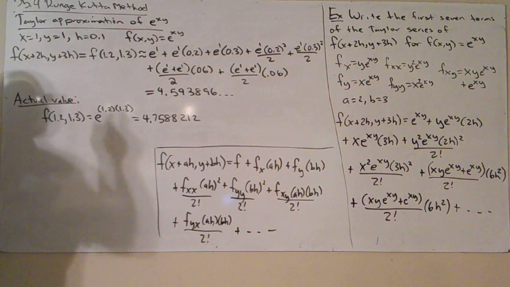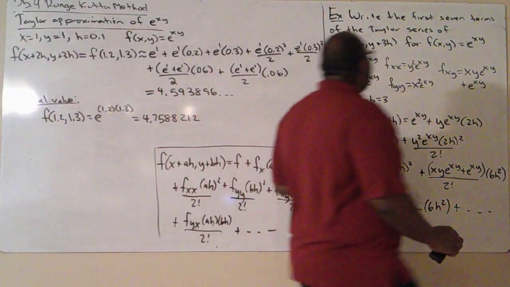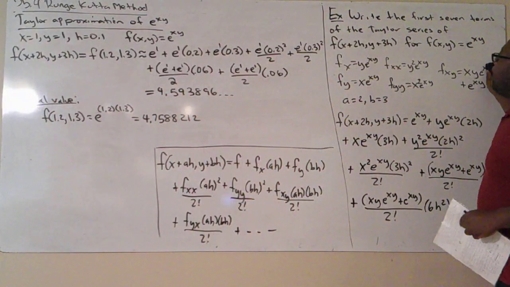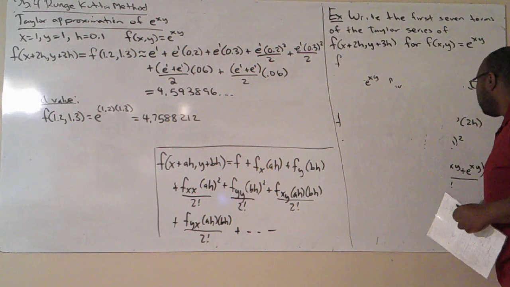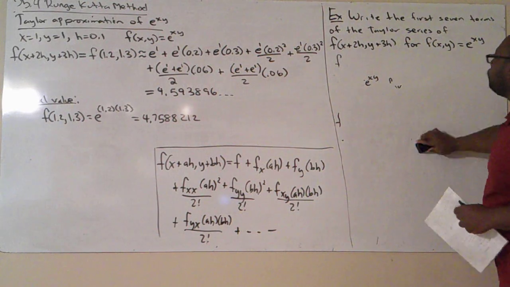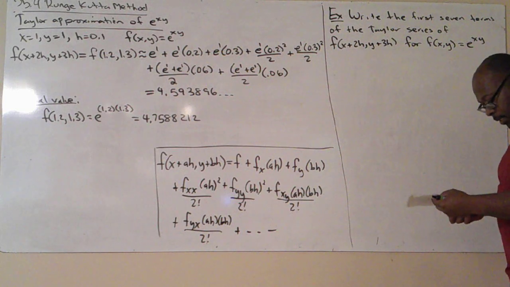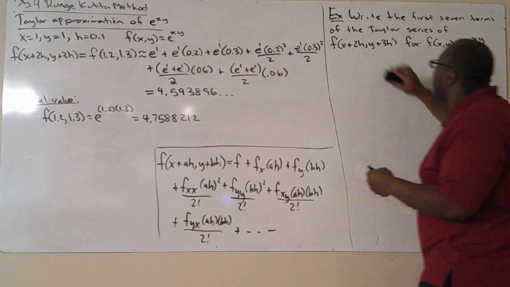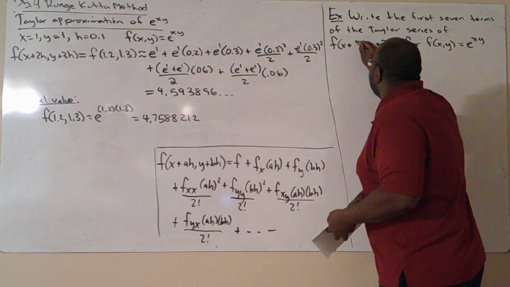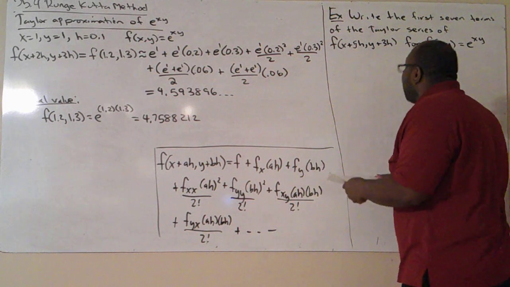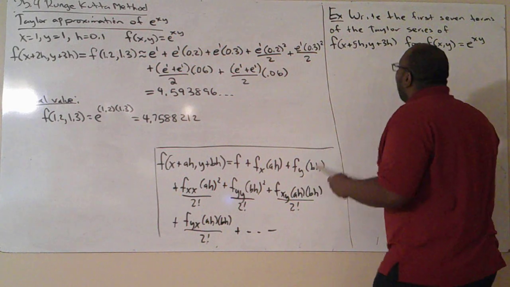But before we go to the next topic, let's just do one more example. Another example. So I want to write the first 7 terms of the Taylor series, and I'm going to pick a different function about a different couple of numbers. That's what we're going to do. So I want to write the first 7 terms of the Taylor series of f of x plus 5h, and here I have y minus 2h.